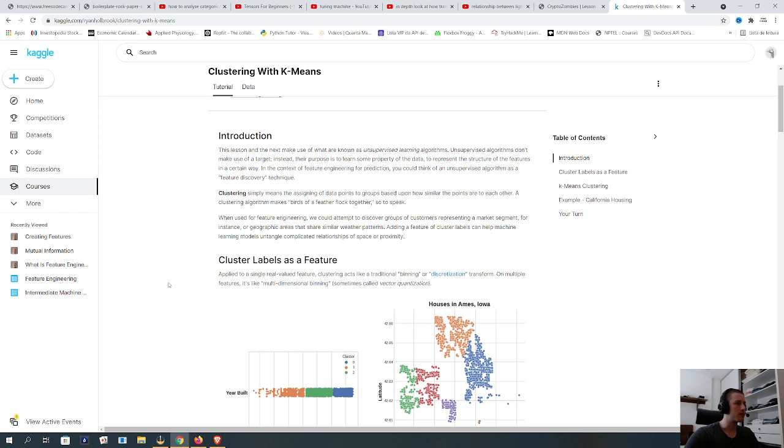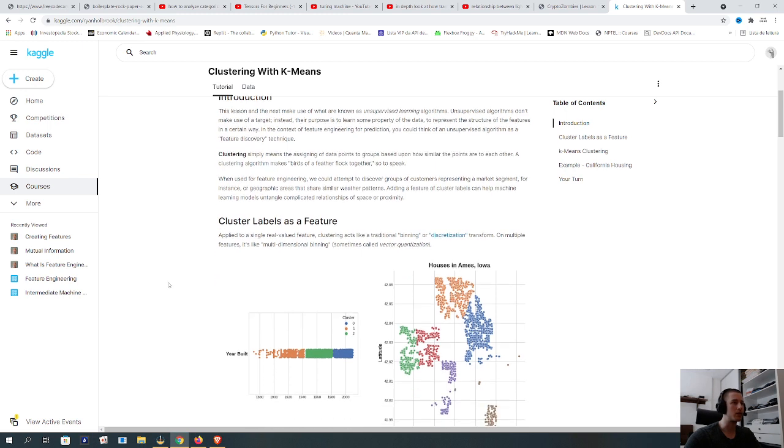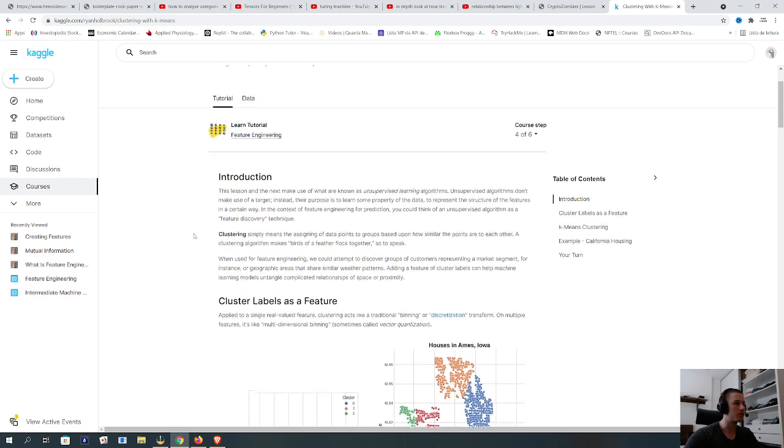Introduction. This lesson and the next make use of what are known as unsupervised learning algorithms. Unsupervised algorithms don't make use of a target. Instead, their purpose is to learn some property of the data, to represent the structure of the features in a certain way. In the context of feature engineering for prediction, you could think of an unsupervised algorithm as a feature discovery technique.